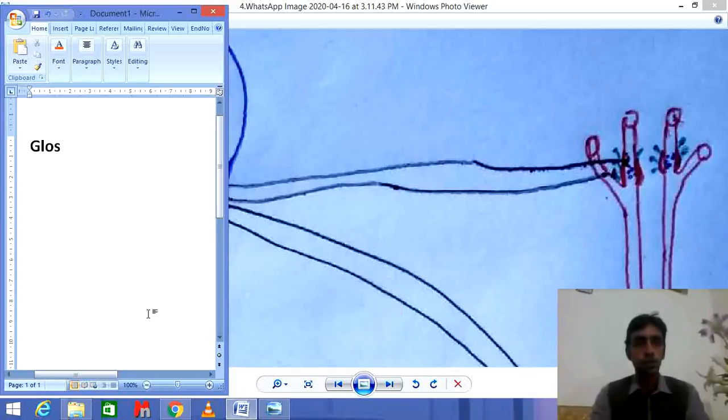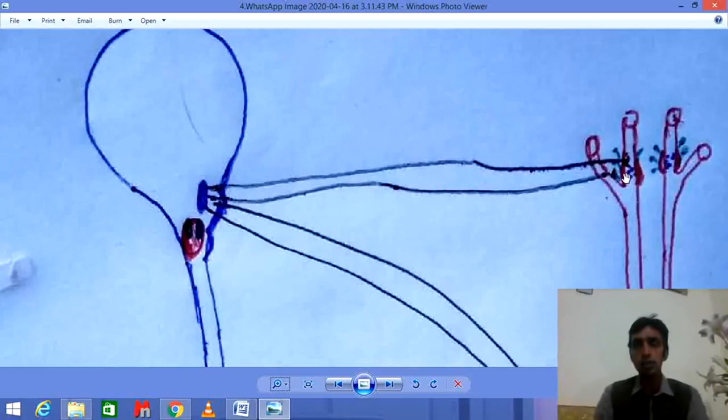Glossopharyngeal nerve, nerve number 9. This is cranial nerve number 9. This nerve transmits the signal from the baroreceptors or chemoreceptors of the carotid bodies to the tractus solitarius.